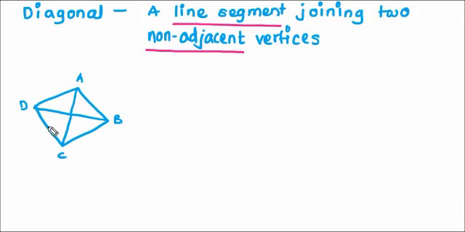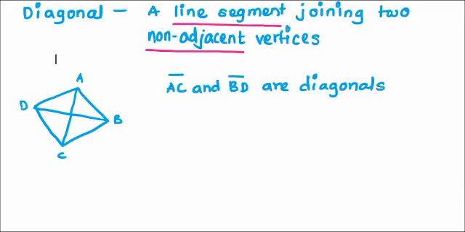From D, I cannot join C, cannot join A, adjacent points, but I can join B, which is non-adjacent, but it's already there. So what we have is AC and BD. These line segments are diagonals. So in case of a quadrilateral, we have two diagonals. Now let's see a pentagon.